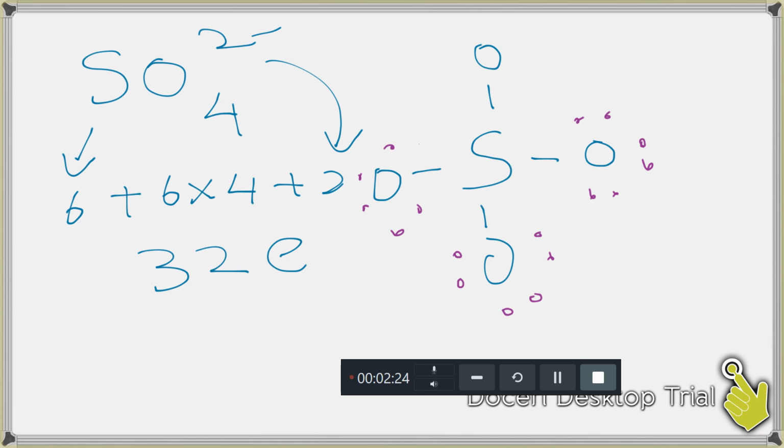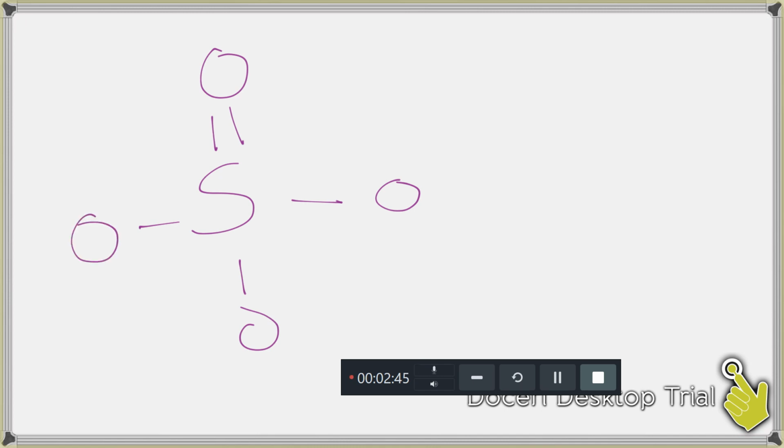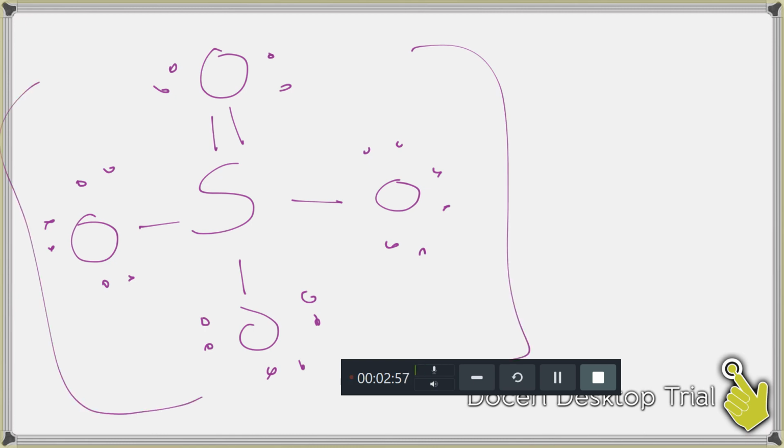But the problem is that this one has more formal charges, and because of that, if you calculate the formal charges, you will find out this structure would be more stable. And then this is the 2 negative.